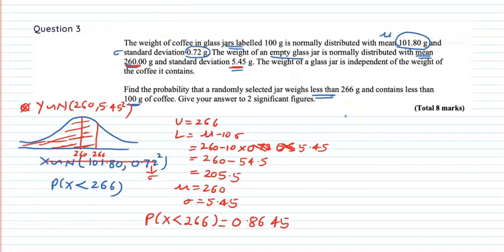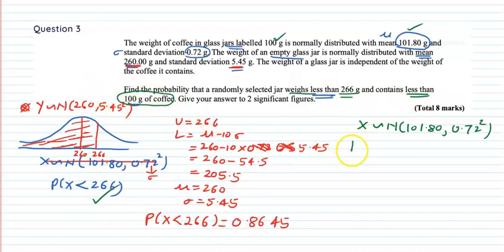Okay, now for the second part, we will use this distribution, x distributed normally, that is the first one, 100. Okay, so it is 101.80, this one. So 101.80, and sigma is 0.72 squared. Okay, suppose it is showing here, find the probability that a randomly selected jar weighs less than 266 that we have taken into consideration and contains less than 100 gram coffee.